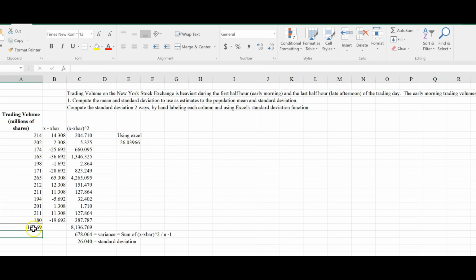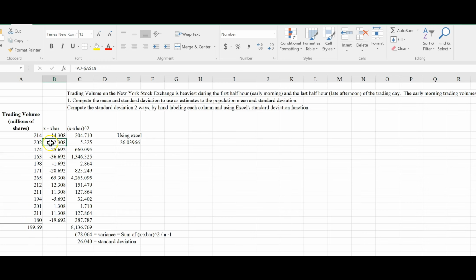And then once we get to the X bar, the sample average, we simply take the difference of 214 less the 199. Double click on this so you can see the 214 minus the 199, and we get 14.3. We square that number, and then we sum all of those up. So we do the exact same thing here.